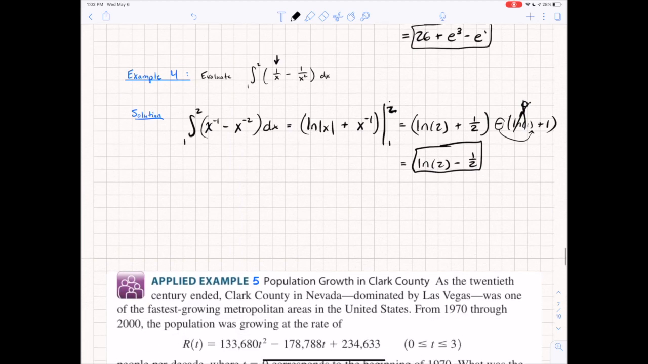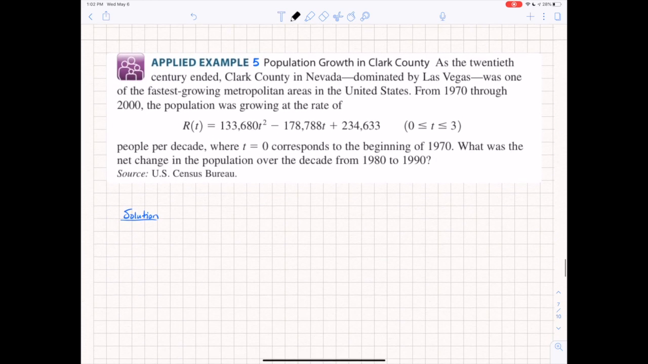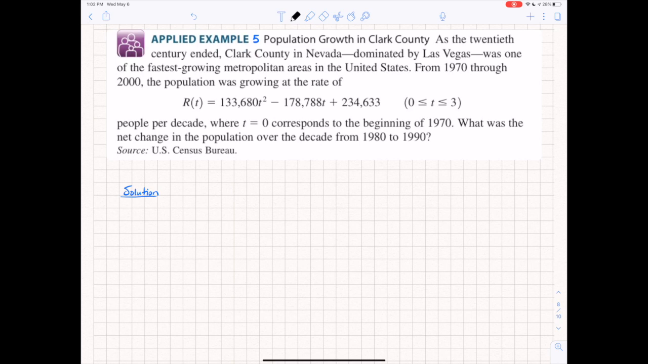All right, so let's look at two applied examples, and we'll be done. So you can kind of see where this will fit in. It'll still follow the same theme.